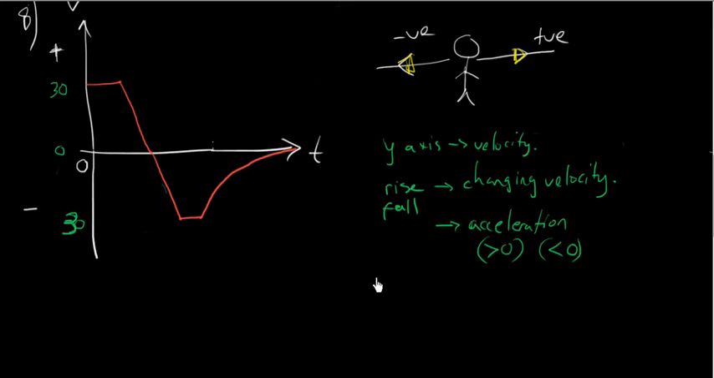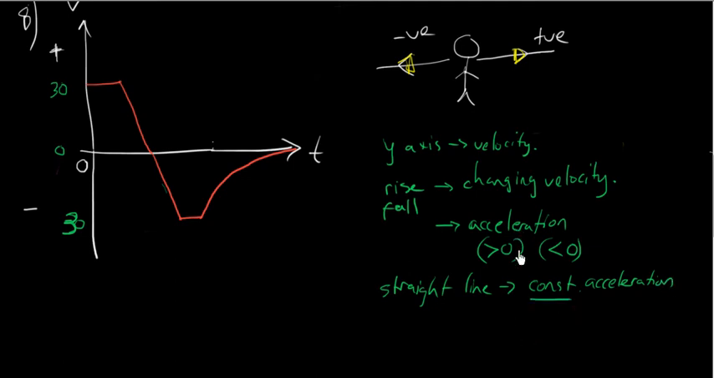What happens if it's a straight line? Well, what does a straight line mean on a velocity time graph? It means a constant rate of change, right? So if there's a constant rate of change of velocity, it's the same thing as a constant acceleration.